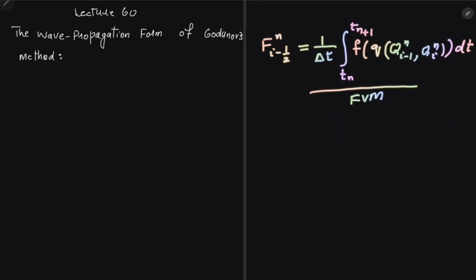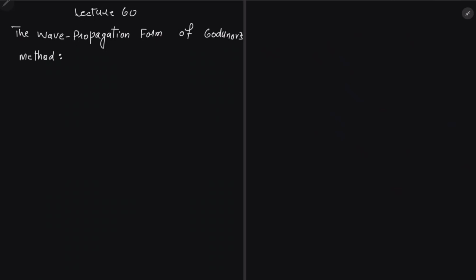Suppose that we take a Godunov's flux. Godunov flux means that you need to replace this Q with some other quantity, some constant quantity or some Q star. So when it is Q star, then we have a numerical flux, and this is defined at cell face i minus 1/2. So this was all about the review of Godunov's method.